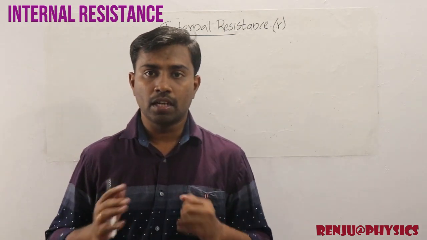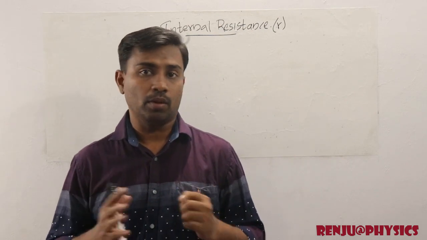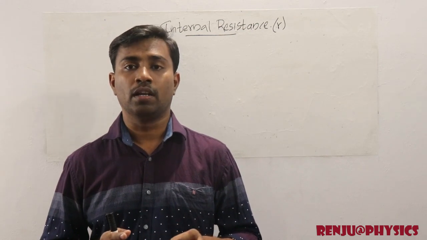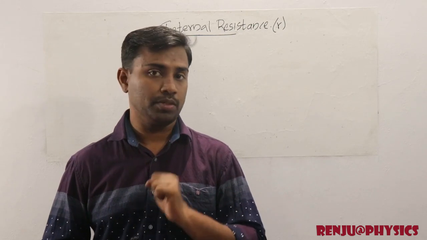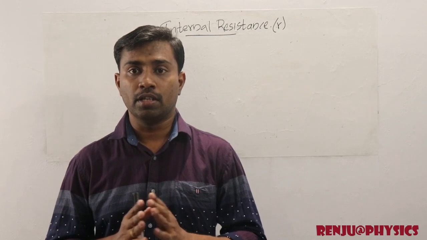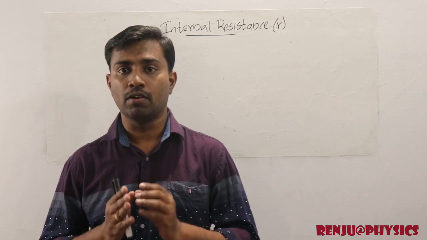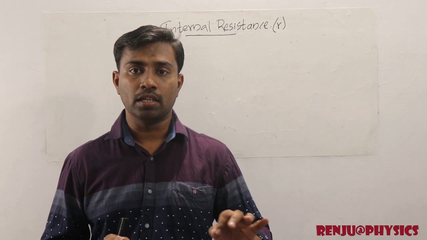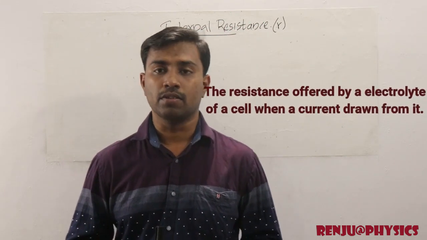Internal resistance is the resistance offered by the electrolyte when a current is passed through it. When no current is passed through it, no internal resistance comes into play. So internal resistance means the resistance offered by an electrolyte when a current is passed through it. That is called the internal resistance of a cell.